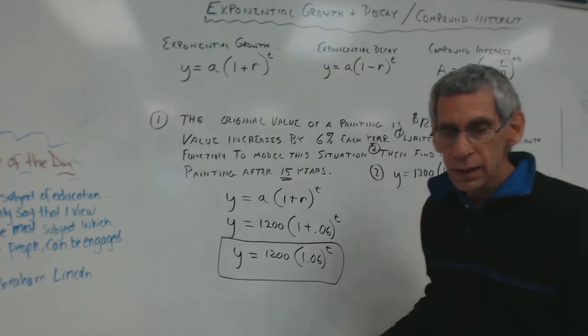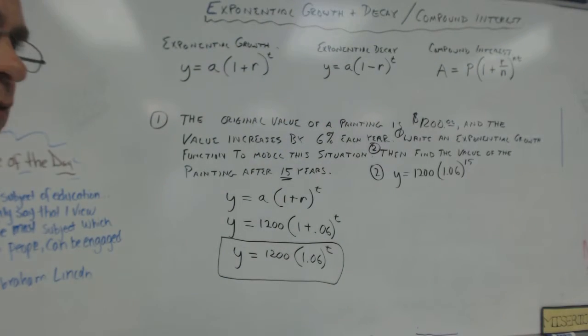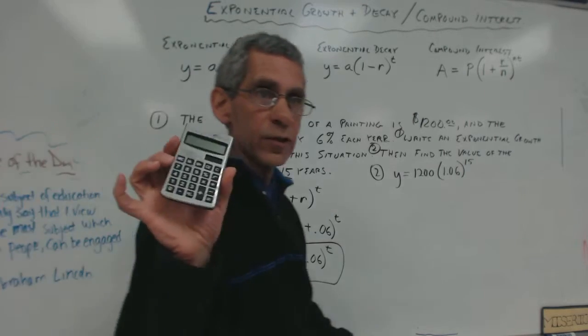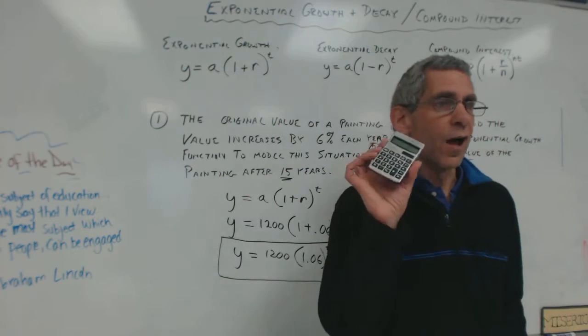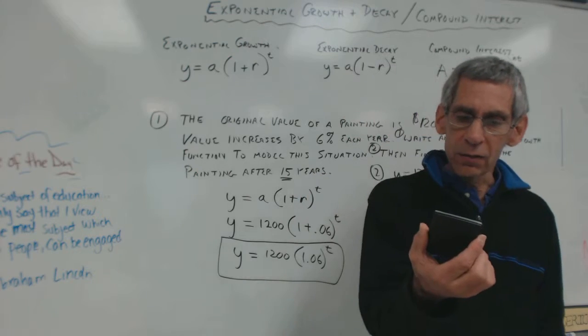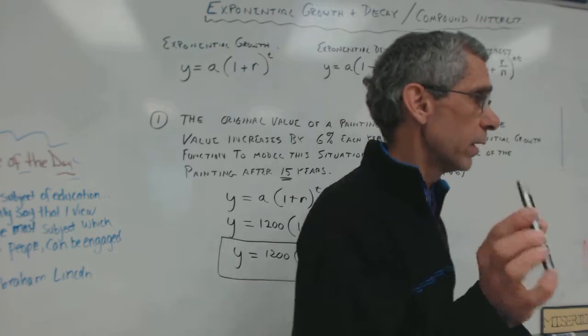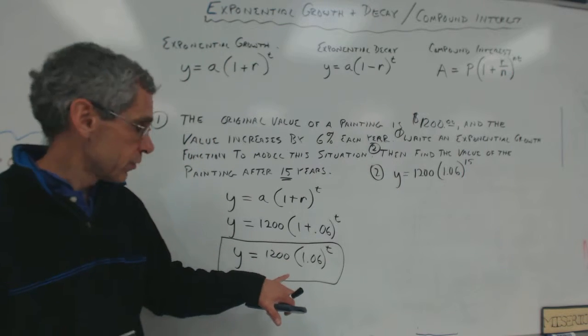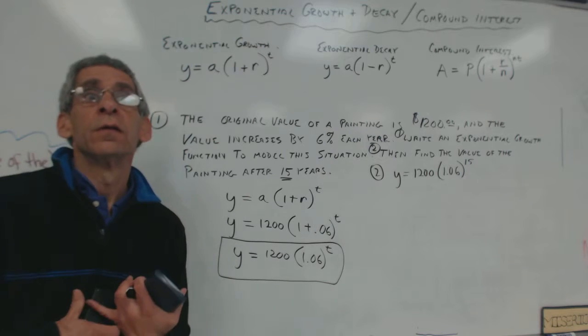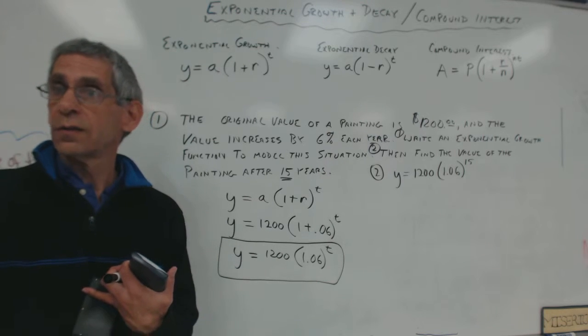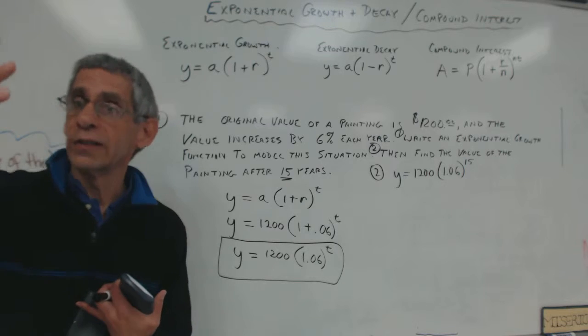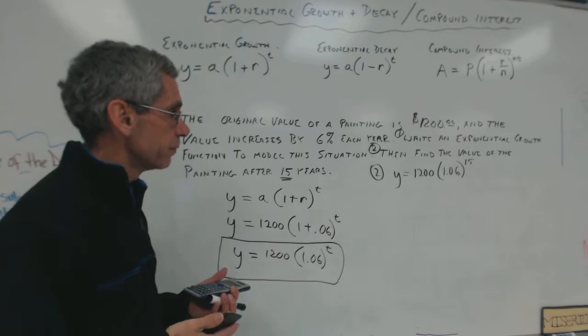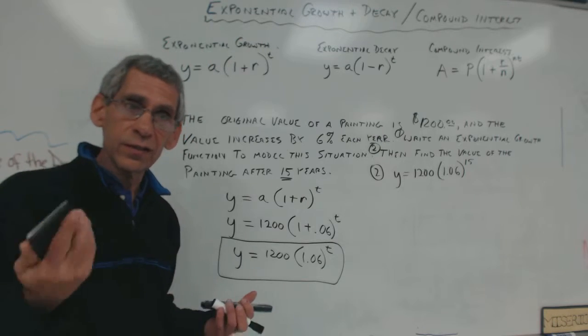Now, you can't use a real simple calculator. It does not work to use the Walmart special for $1.99. I mean, you could do it. I would have to write 1,200 times 1.06 times 1.06 times 1.06, fifteen times. So you could use it, it would just take a while.